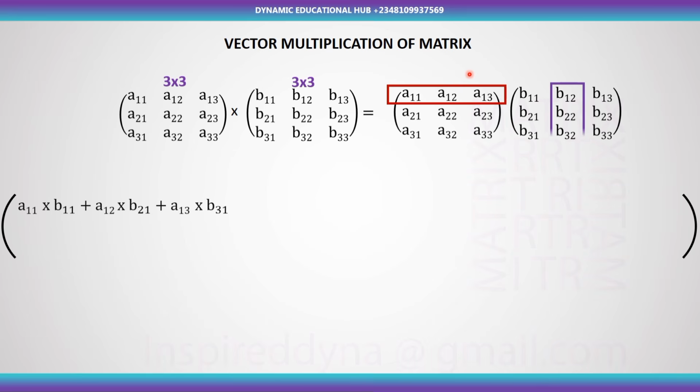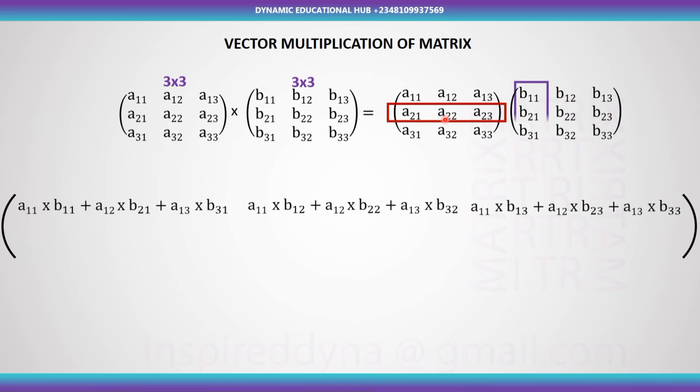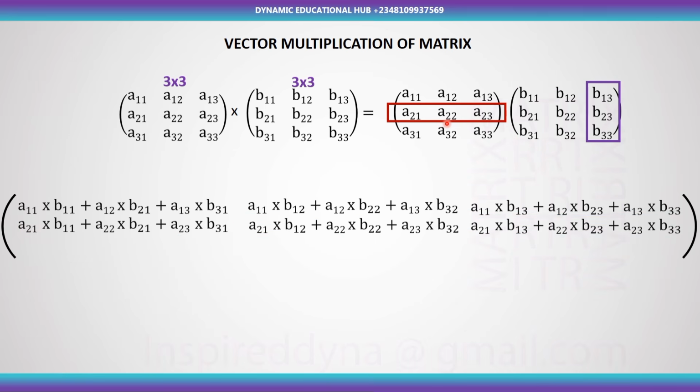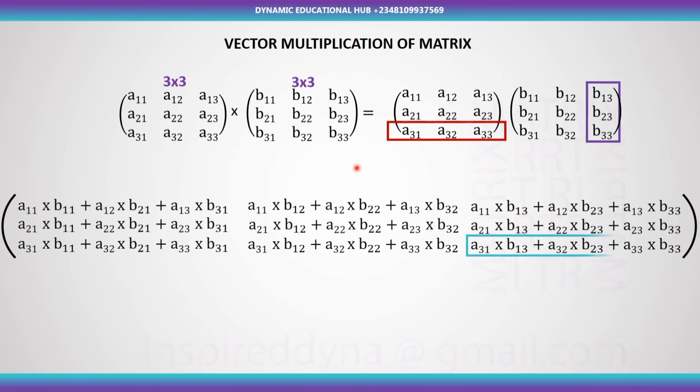You shift again, move to the next column, you do the same thing, what we have here. You shift again, move to the next column, do the same thing, what we have here. Now you are done with the first row. You move to the second row. You apply the same method again, do it for this one. That is how to multiply square matrices together.